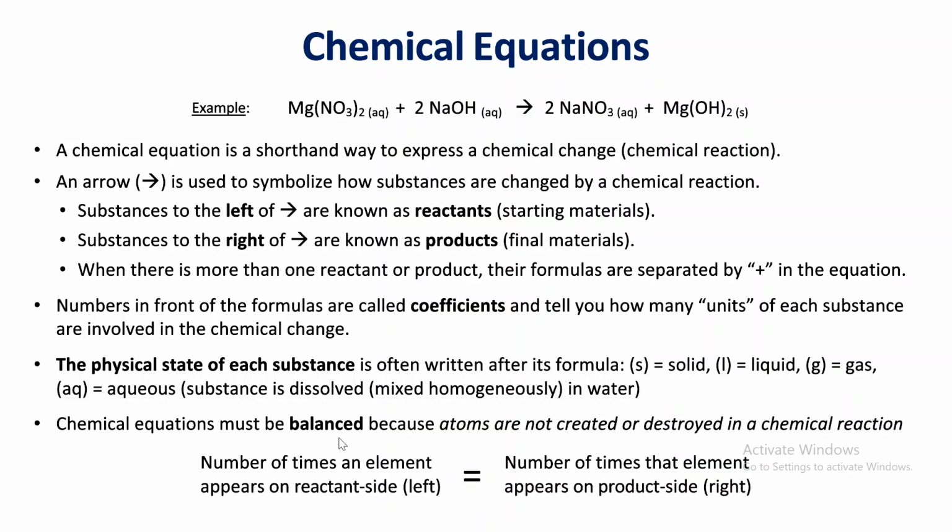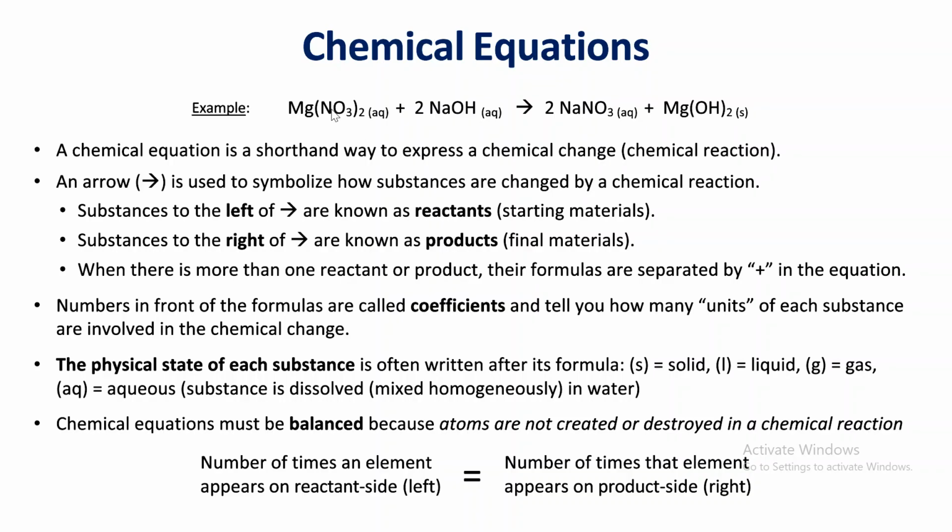One thing that we have to know is that chemical equations must be balanced. They have to be balanced because atoms are not created or destroyed in a chemical reaction. The number of elements that you see on the left side must match the number of elements that you see on the right side. As an example, we have Na, sodium, two Nas on the left side, and we also have two Nas on the right side. So the Nas are balanced.